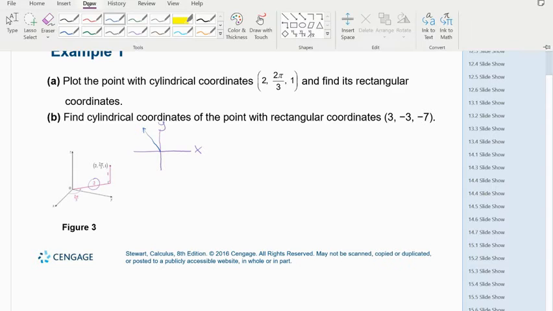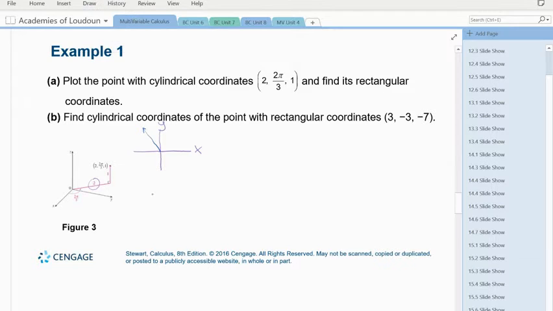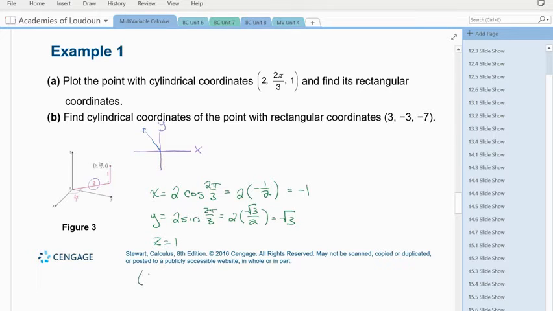From the equations given previously, its x-coordinate is going to be x is equal to 2 cosine of 2 pi over 3, which gives us 2 times negative 1/2, or negative 1. Y will be 2 sine 2 pi over 3, which is 2 times root 3 over 2, which will be the square root of 3, and z will equal 1. So then our coordinate points are going to be negative 1, square root of 3, 1.